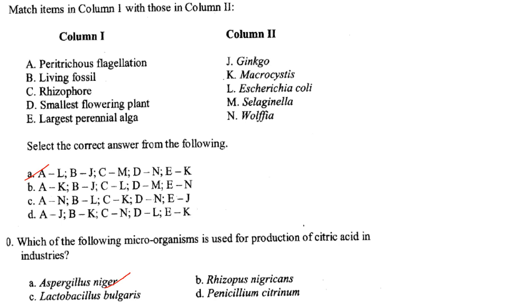Which of the following microorganisms is used for production of citric acid in industry? So it is Aspergillus niger that is used for citric acid production in industries. So that's it.